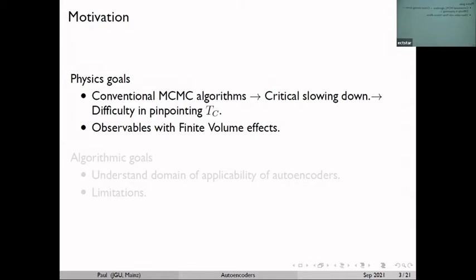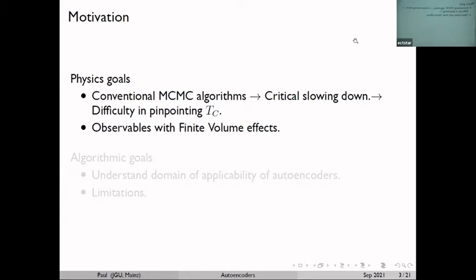And also, we know that the observables that we compute through our simulations suffer from finite volume effects, because we do the simulation on a finite volume. So as we increase the volume further and further, we see a dependence of the observables. And maybe we could get some information about the observables in the infinite volume if we have some machine learning inspired observable which has less finite volume effects.